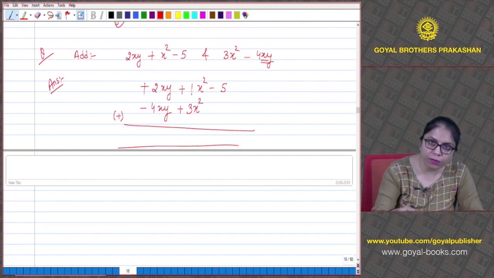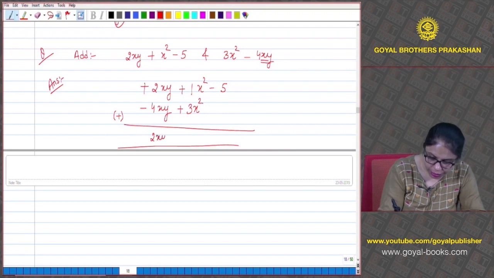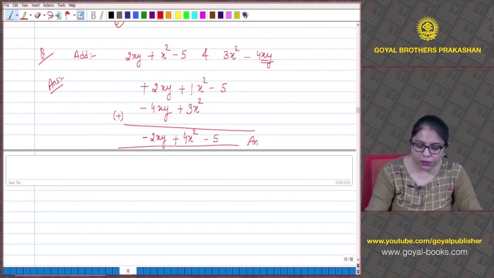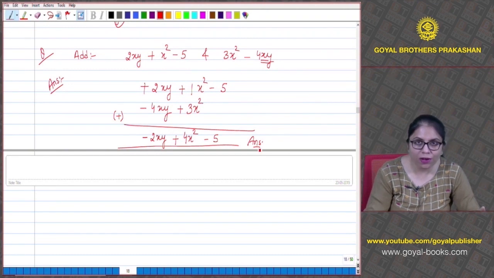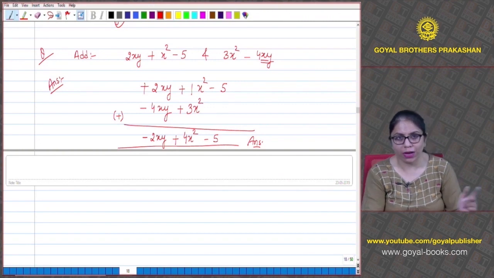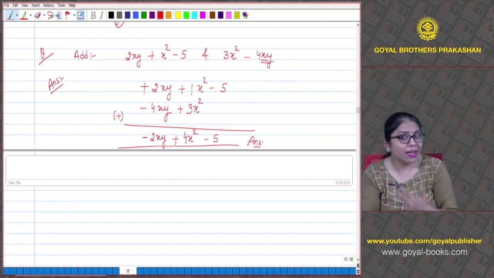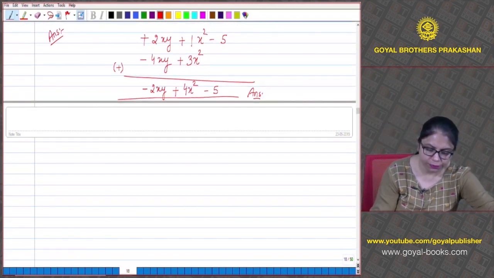Plus minus is what? Minus. Plus minus is minus. So we will subtract, and the sign of the bigger number is negative, so we will apply the negative sign. Again we can add them. This is 4x square and this is minus 5. So this is our answer. This is the process of how we can add or subtract two expressions. First of all we have to arrange the terms. We have to write the terms one below the other, but like terms. Okay.